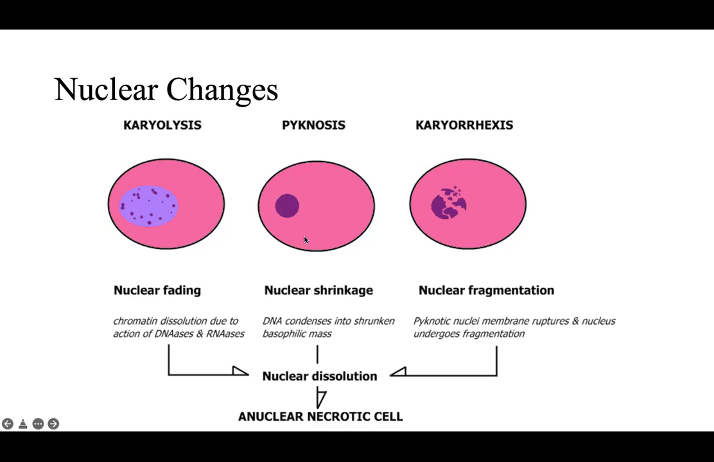Pycnosis is where you have nuclear shrinkage. The DNA condenses into a shrunken basophilic mass. And karyorrhexis is where you have nuclear fragmentation. So pycnotic nuclei, membranes rupture, and the nucleus undergoes fragmentation. This all leads to nuclear dissolution, and this leads to an anuclear necrotic cell eventually.